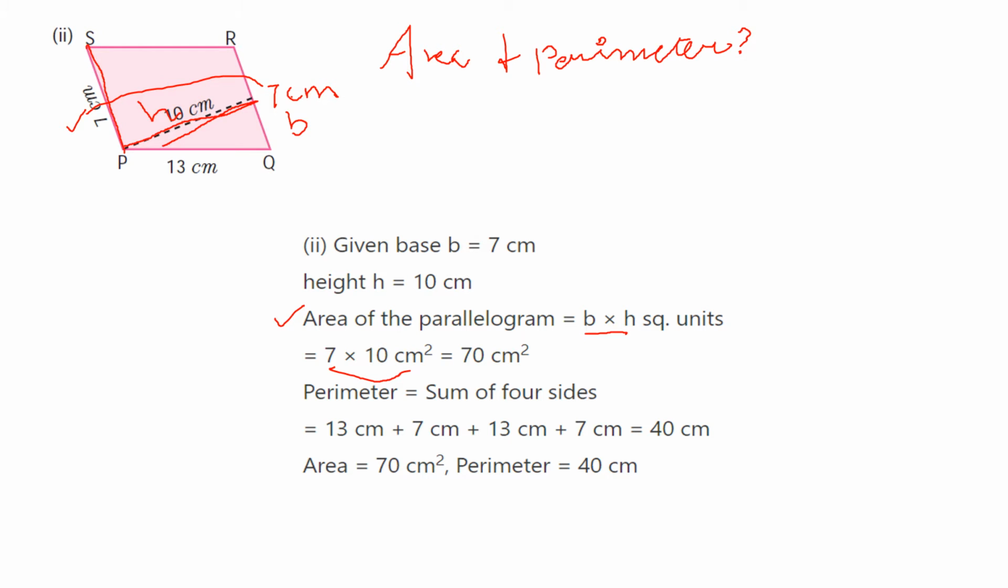Perimeter means sum of all sides. So here 13, and the opposite side also 13 centimeter. So add it: 13 plus 7, 20. 20 plus 13, 33. 33 plus 7, 40. So perimeter 40 centimeter. Here you have to keep in mind that this is the base. The measure is not given here, but the opposite side is. So you have to write 7 centimeter as the base and then continue the sum.